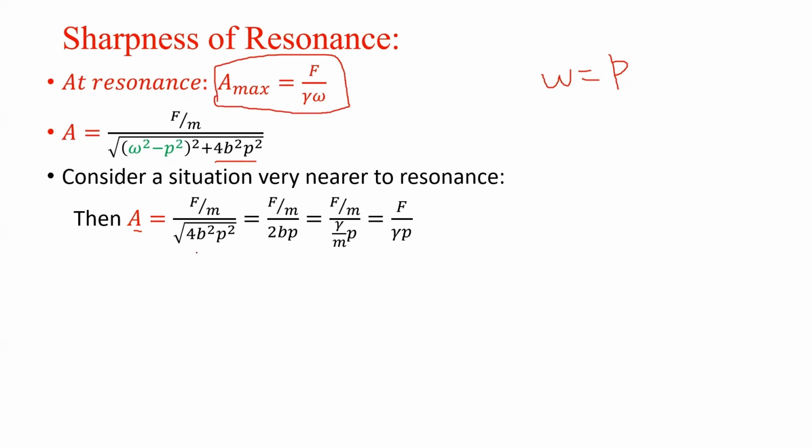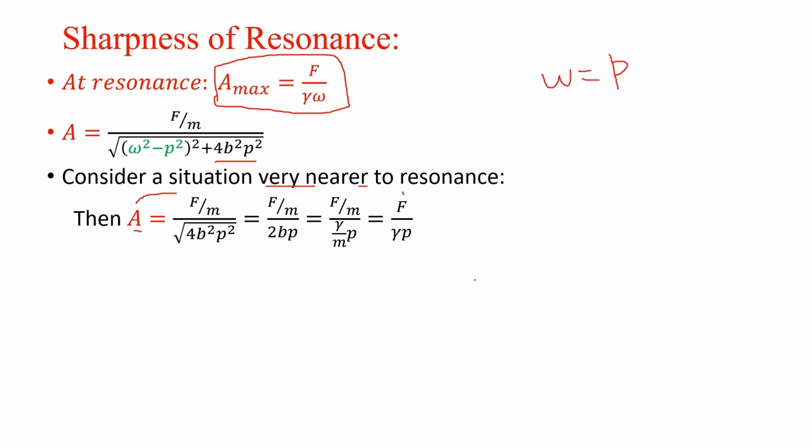Now we are finding the amplitude at a frequency very near to omega, but not equal to omega. That's why we have cancelled this term here. Omega square minus p square value is very, very less, that's why it can be neglected here. So at that frequency p, the amplitude is f by gamma p.